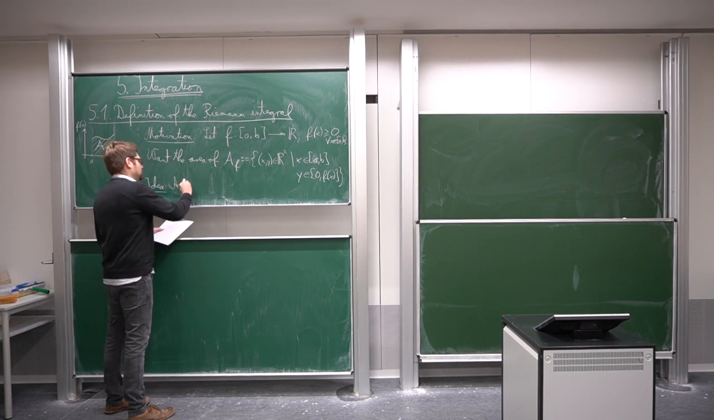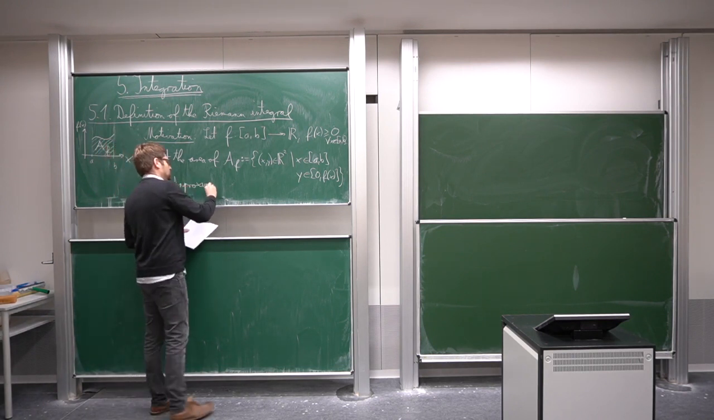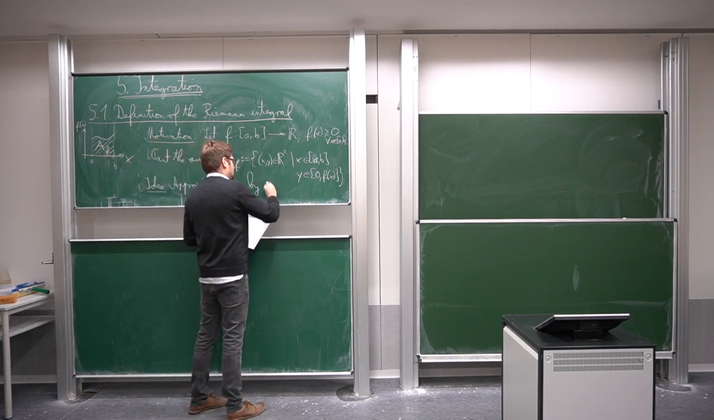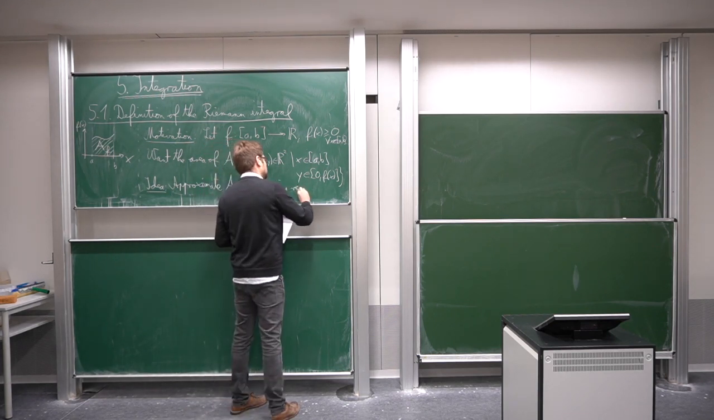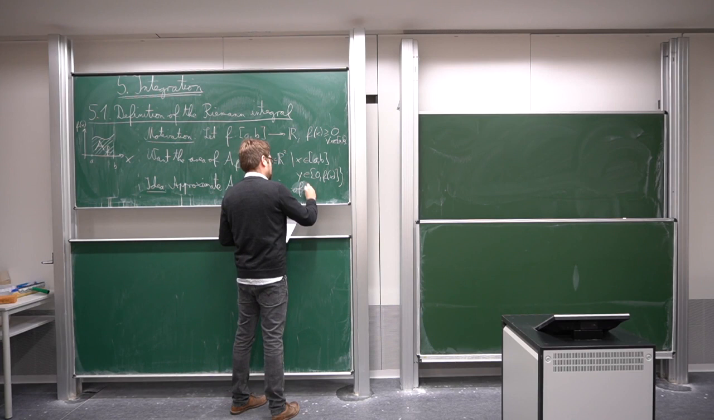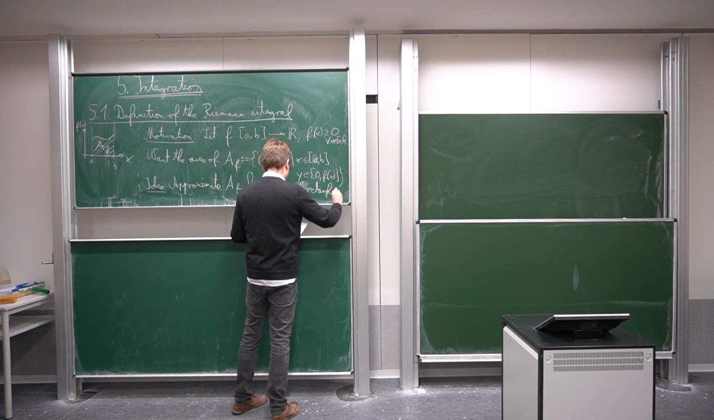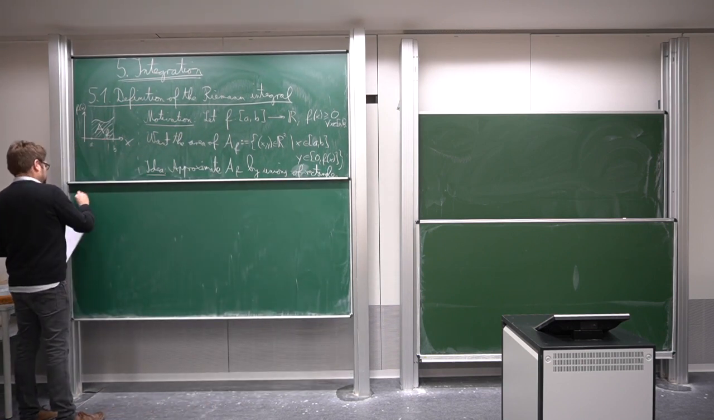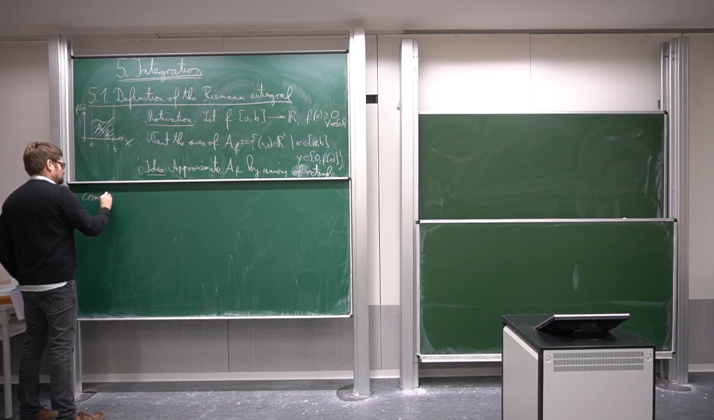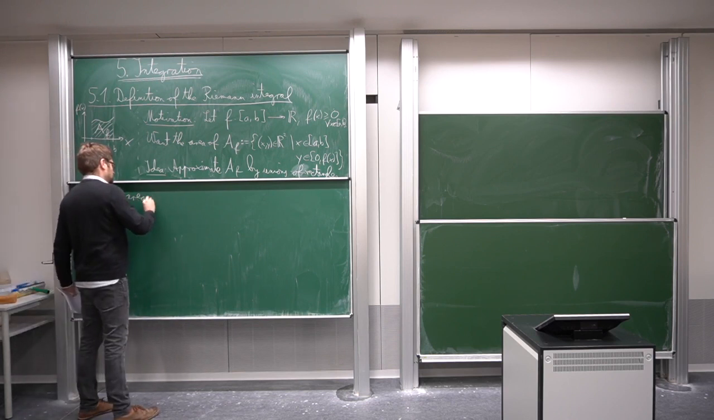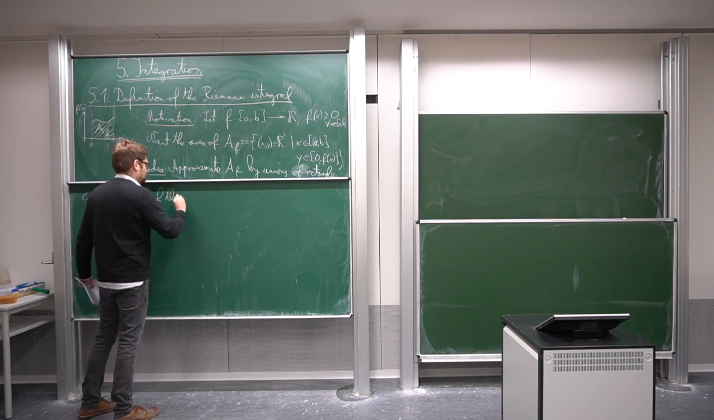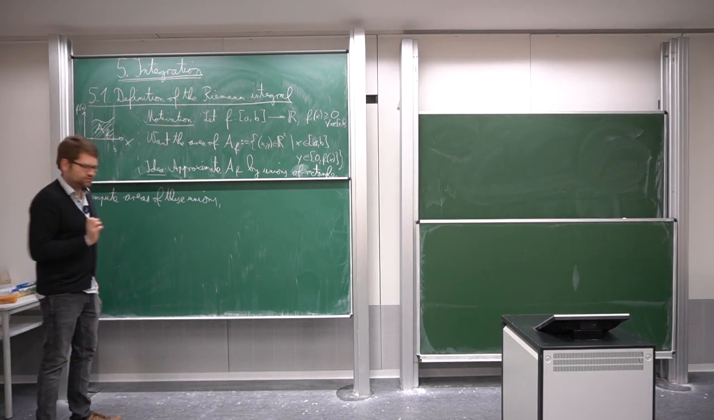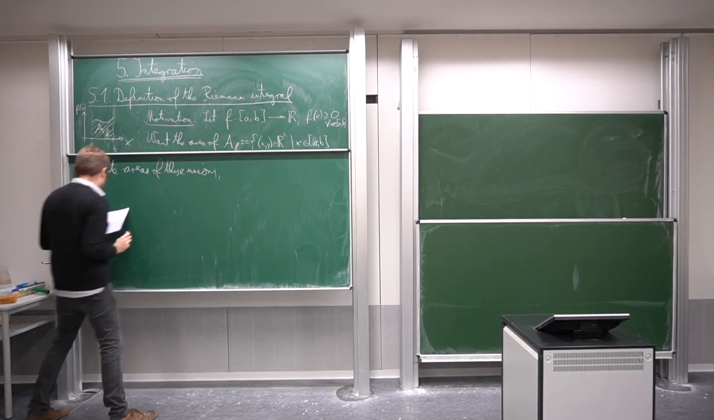So let's write this down. The idea is to approximate A_f by unions of rectangles. Then compute the area of these unions. And then we have to make precise what it means to get closer and closer to the graph. This is what I want to do in the picture before I continue the sentence.